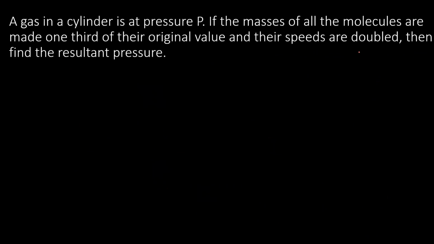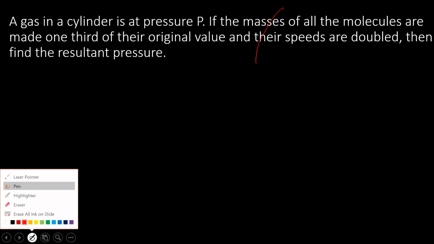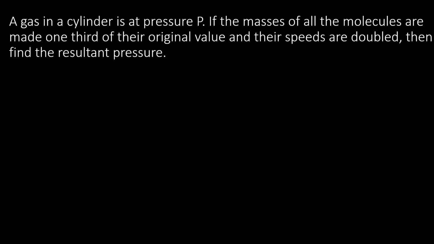A gas in a cylinder at a pressure P. Okay, so we have one cylinder and gas is filled in it, with pressure P. If the mass of all the molecules is made 1/3 of the original, and the speeds are doubled, then what is the resultant pressure?